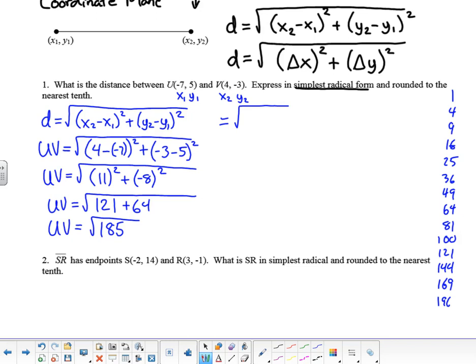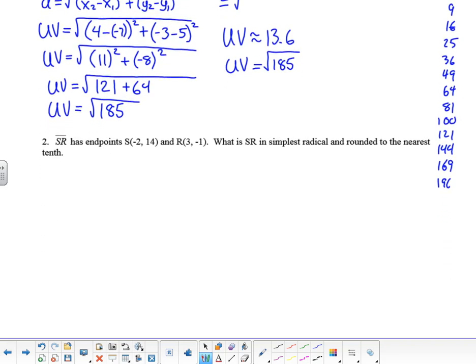And then what we would do next is put it into the decimal form. So we'll just go ahead and take the square root of 185, and that's going to be 13.6. So UV is approximately 13.6. So those are our two answers. It's the square root of 185 or 13.6. All right, let's move along.